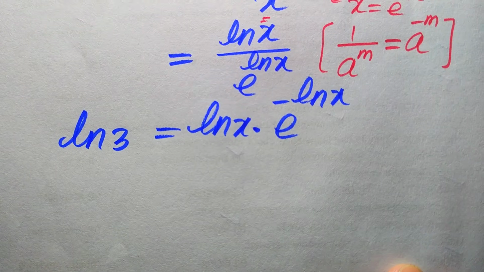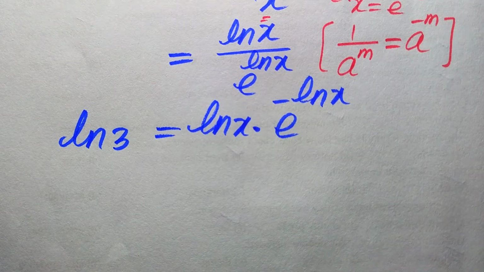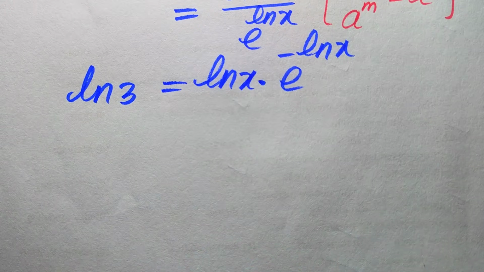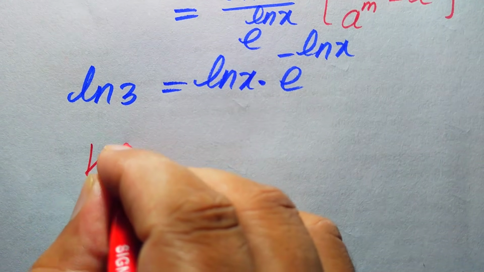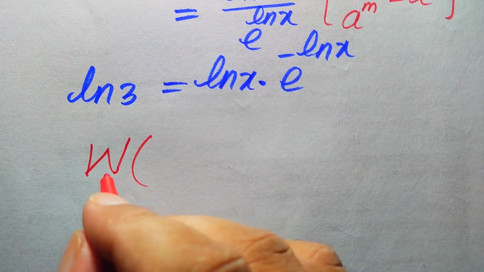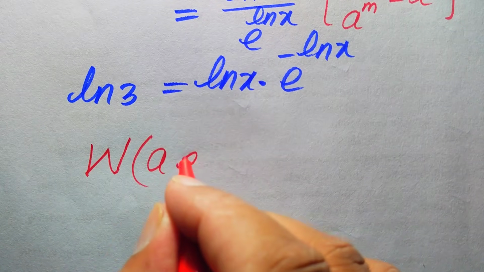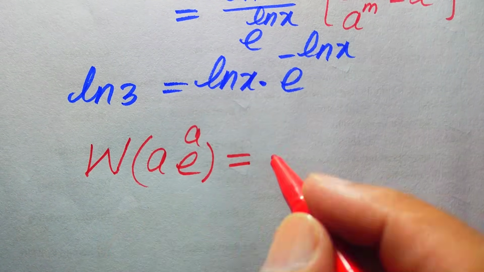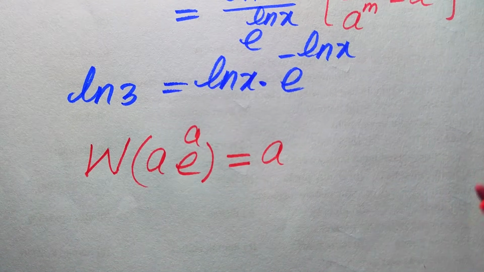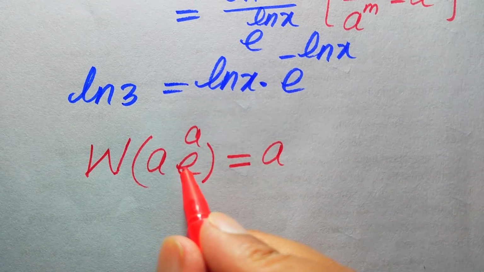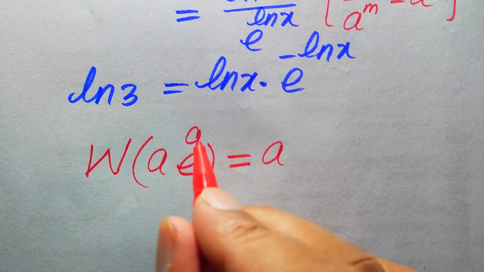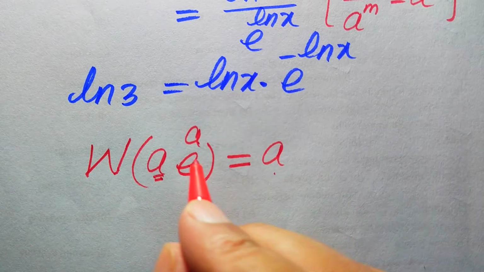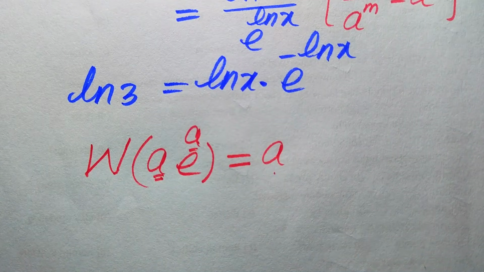Here we use the nice Lambert W function. I hope you already know about it, but I can explain it a little bit. The Lambert W function states that W of a times e to the power of a has the output a. It means that if the exponent of e is multiplied in front, then the output of this function is equal to the exponent of e.